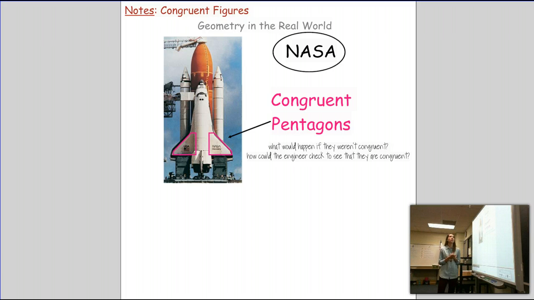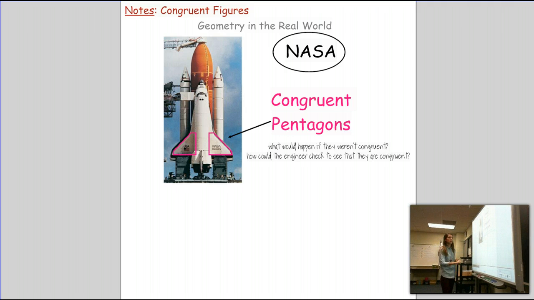Where do we see congruent figures in the real world? Pretty much if you look at any sort of transportation vehicle, aren't there always congruent things? Most bicycles have congruent wheels on them. Most cars have congruent wheels on either side. This space shuttle has congruent pentagons right here. Someone had to quality check and make sure that one perfectly matched that one, or else, even if it's just a little bit off, you could throw off the whole alignment of the space shuttle.